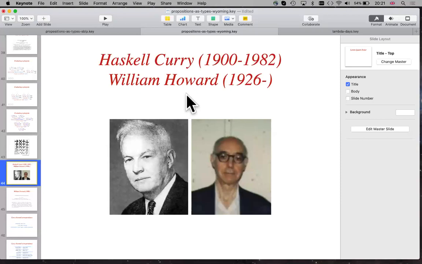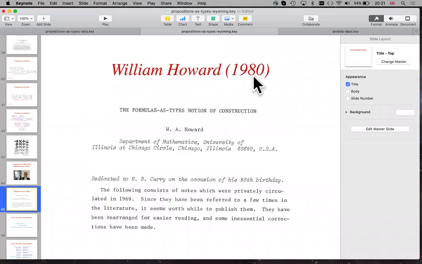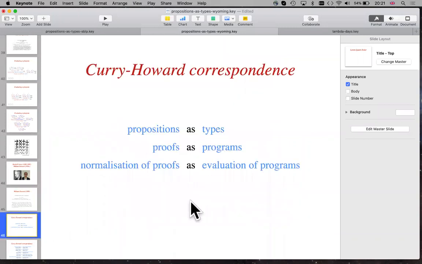That led to work such as Automath by De Bruijn and Martin-Löf's type theory. And from there, let's see, have I got everything? Yeah, so here's Howard's paper about it, which was in a Festschrift to Curry. Right, so this is what I explained to you, right? We've got propositions as types, proofs as programs, and normalization of proofs as evaluation of programs.